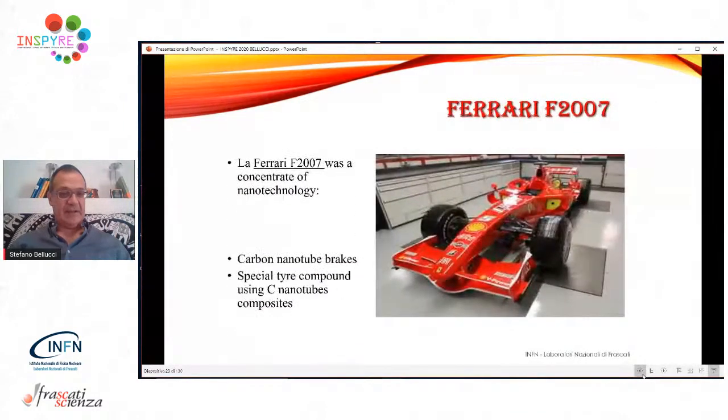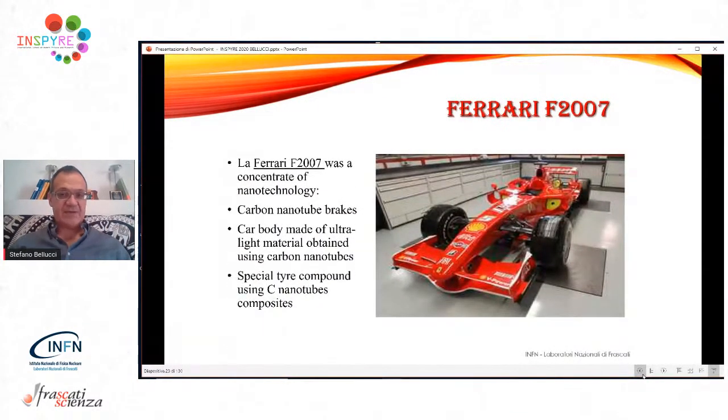Well, I give you here immediately an application that is as old as 2007, the Ferrari F2007 that, actually with Raikkonen, won the Formula One championship that year, was a concentrate of nanotech, from brakes that contain carbon nanotubes to the car body made of ultralight material that is a composite where carbon nanotubes are inserted in a small percentage as a filler. And finally, special tire compound that uses carbon nanotubes inside the elastomer that makes the matrix of the composite.